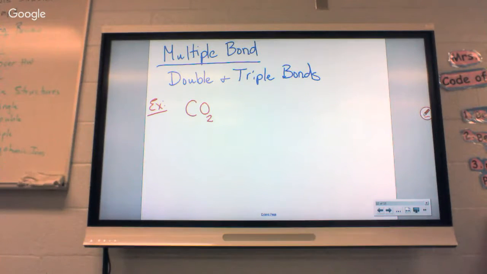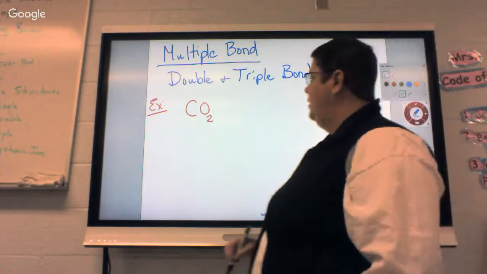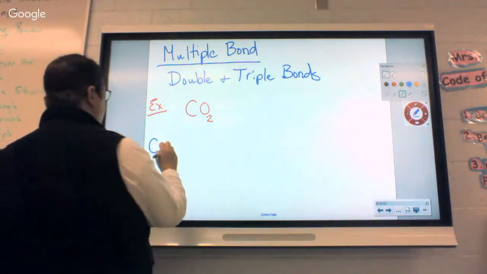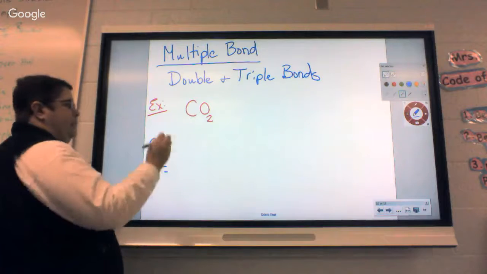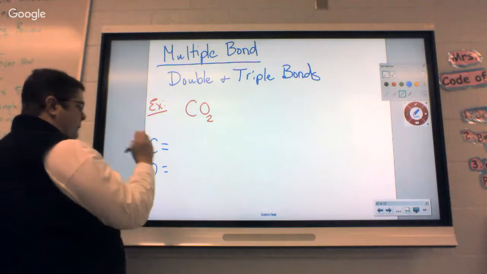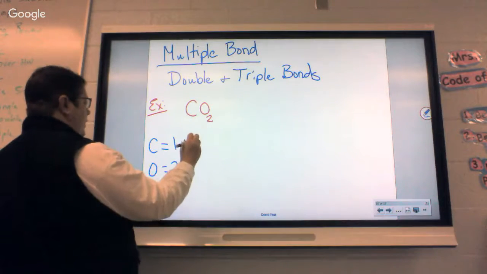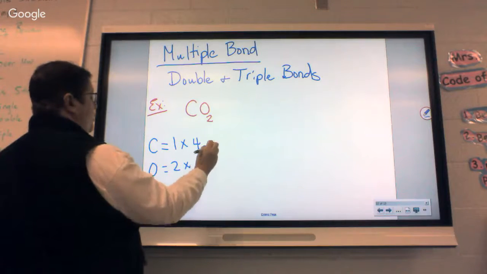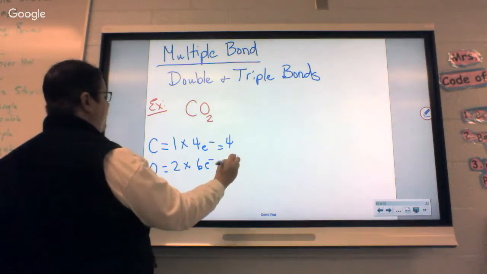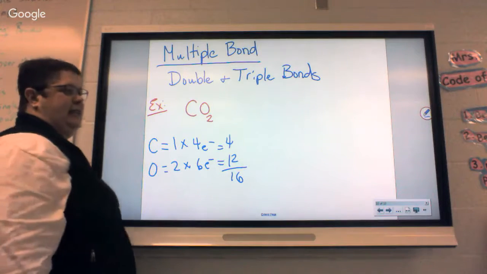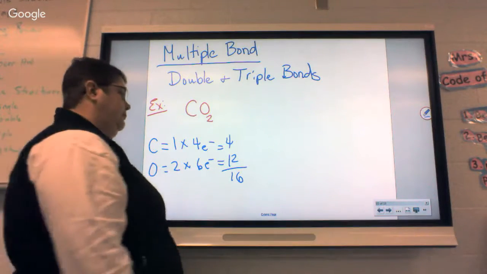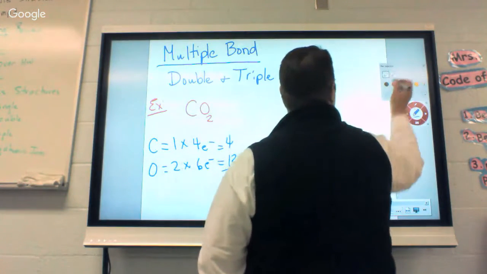All right, CO2, same steps. Nothing is different. What's the first thing you do? Who's my central atom? Oh, I'm jumping ahead. Sorry, we back up. How many C's? How many O's? How many electrons in the outer shell of C, and then O? So we get 4, and 12, 16. All right, so we got 16 this time. Now who's the central atom? Carbon. And how many O's have I drawn?